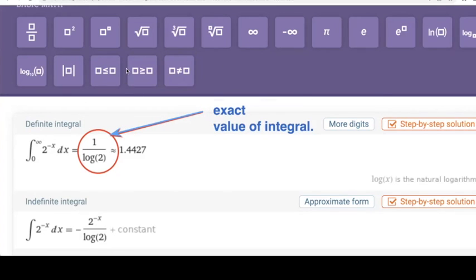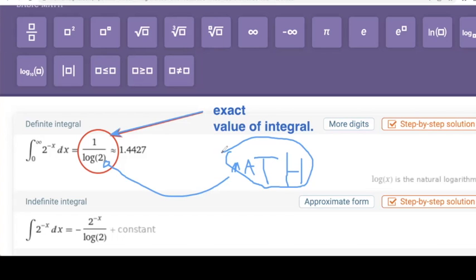And you have to remember here that when Wolfram Alpha talks about log, it always means natural log. That's the common thing in math: log of 2 actually means natural log of 2. Now I'm going to work through that and see how you can get that answer exactly on your own.